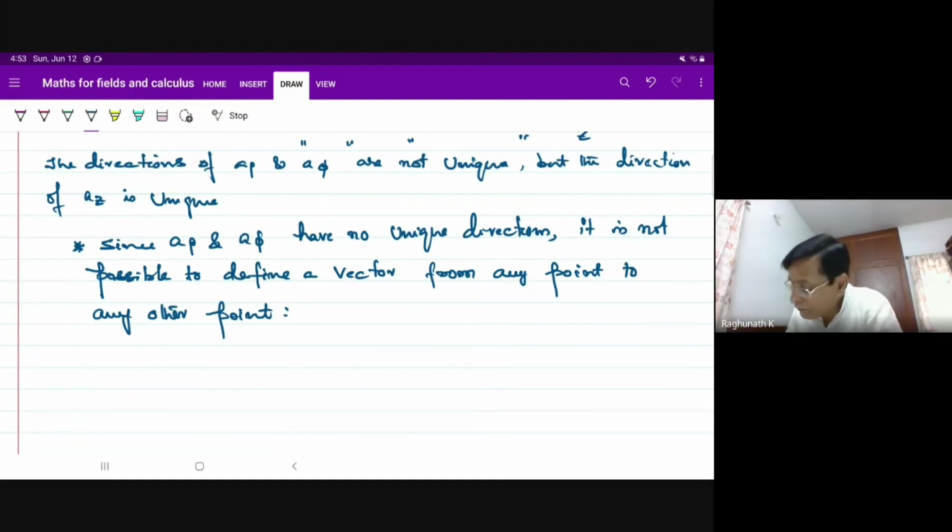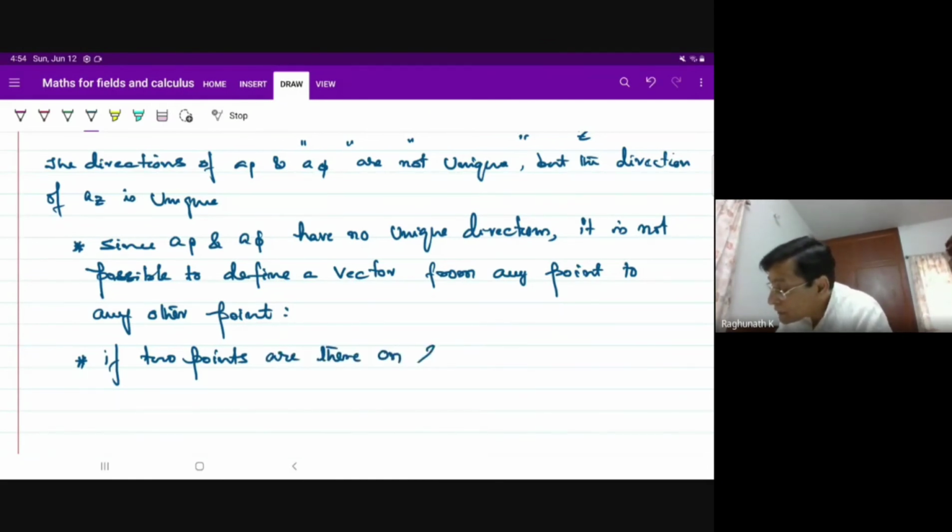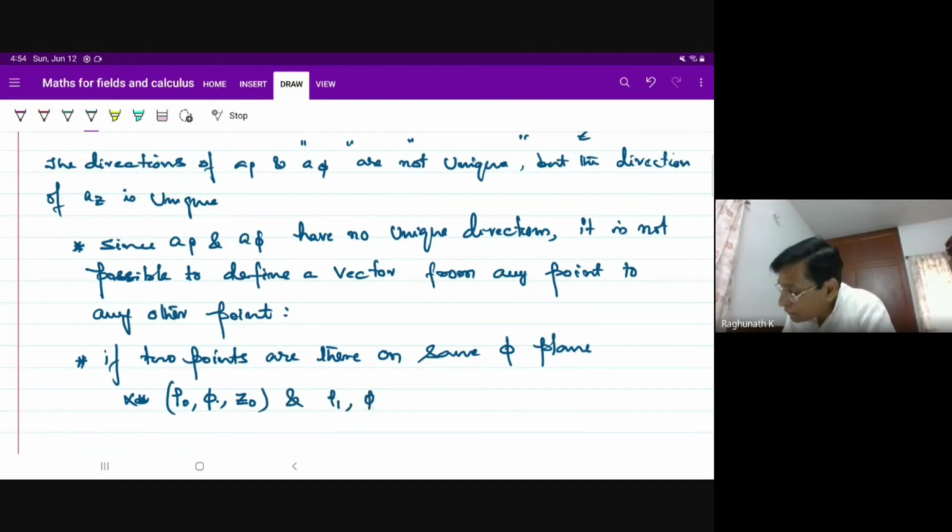Listen. If two points are there on the same phi plane, correct? For example, rho naught, phi, z naught, and rho 1, phi, z1. As soon as I see these points, because the phi coordinate is the same, they are on the same phi plane. Now we can define a vector.